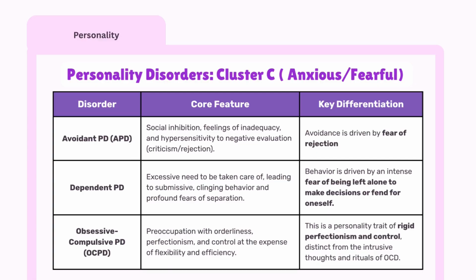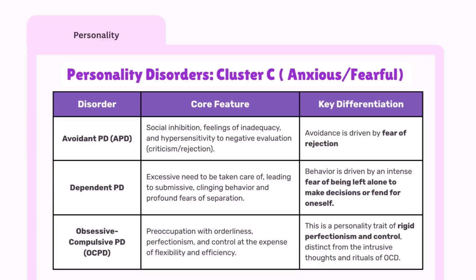The key difference here is the desire for relationships. A person with avoidant PD craves social connection and intimacy, but is tragically paralyzed by a deep fear of criticism, rejection, and feeling inadequate. This contrasts sharply with schizoid PD, which is defined by a lack of desire for relationships.